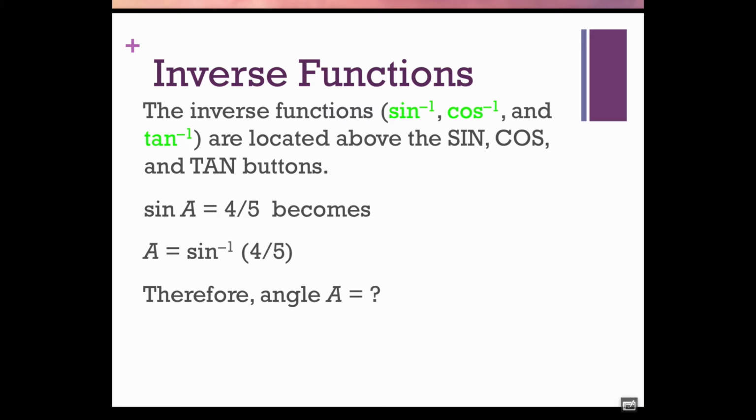The step I left out is that if I have the sine of angle A is equal to 4/5, I intentionally left some space there for a reason. How do I undo the sine function? Take the inverse of the left-hand side. Basic rule of algebra: whatever you do to one side of the equation, you have to do to the other side. What happens when you take the inverse sine of the sine? They cancel each other.